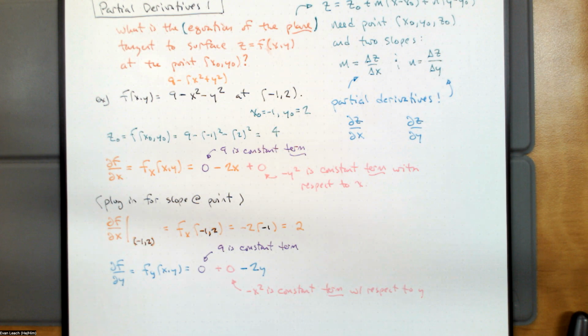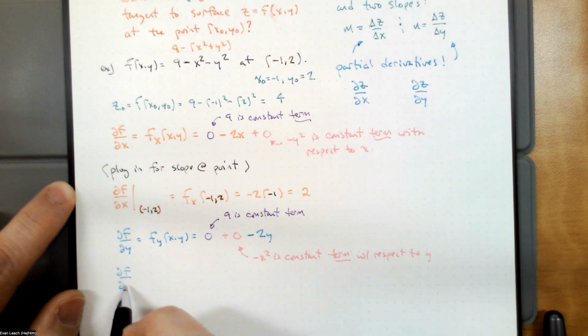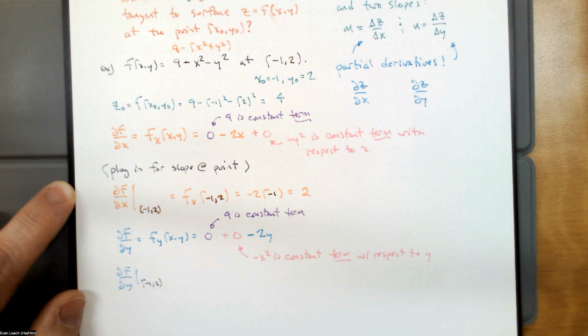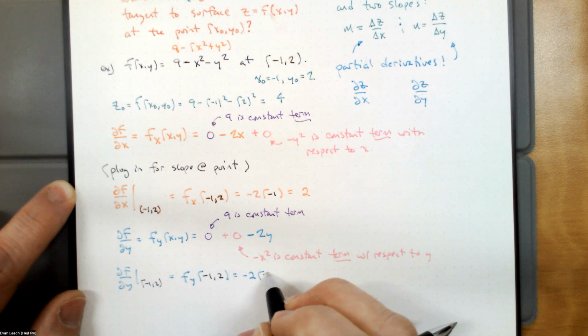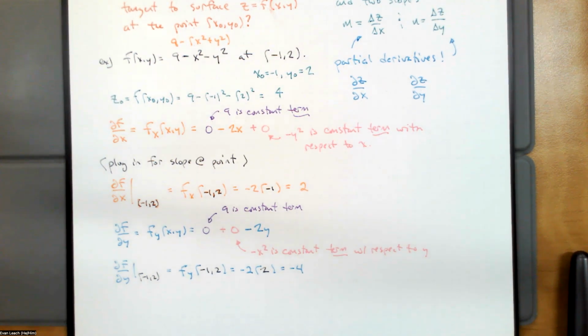Do the same thing. We're going to evaluate this partial derivative at the point -1, 2. And that will look the same. So partial of f with respect to y evaluated at -1, 2, or fy at -1, 2, is -2 times the y coordinate this time, 2. Now I've got all the things that I need to write the equation of a plane. I have a point and 2 slopes.